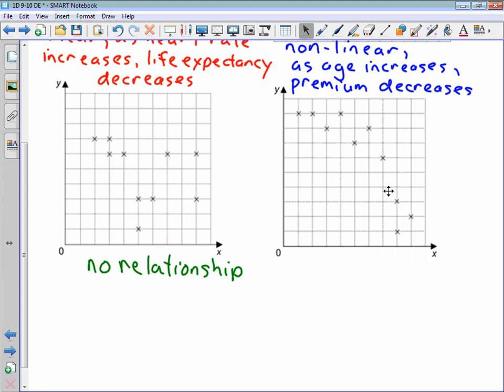So I could draw a nice smooth curve that kind of goes like that. Here it goes through this little chunk of points here and this little chunk of points over here. So I would say that this is, again, a nonlinear relationship. Okay? And that's all we need to be able to do in box D.